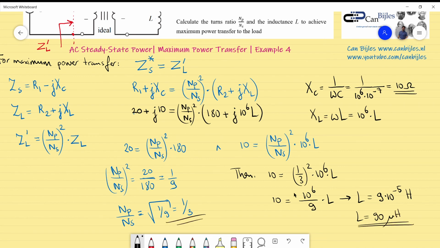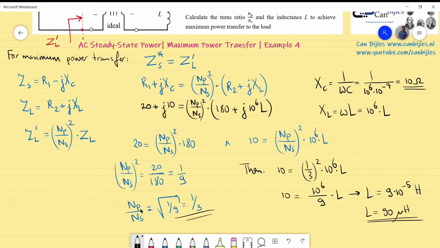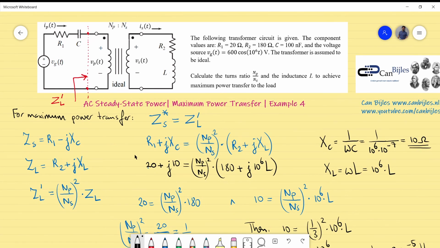So I have NP divided by NS, and I have also the inductance, the inductor value L, and those are the two unknowns in this example. Very easily we came to the expression by using the definition for the maximum power transfer, and equated the real parts and the imaginary parts. That's actually very important. But the very important point here is don't equate this expression to this expression because we have a transformer in between. So you have to also use that effect such that this whole circuit will become one circuit.